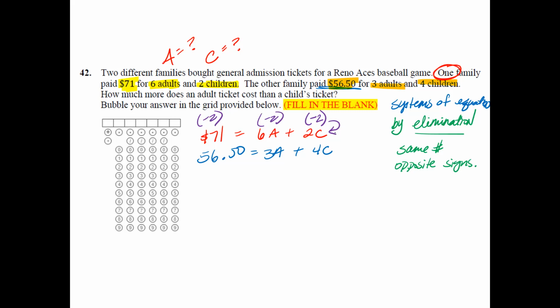Okay, so then my new equation is going to be -2 times 71, which is negative 142, equals -12A minus 4C. And guess what? You can use a calculator on the test. So if you're like, I'm not very good at multiplying negative numbers, that's okay.